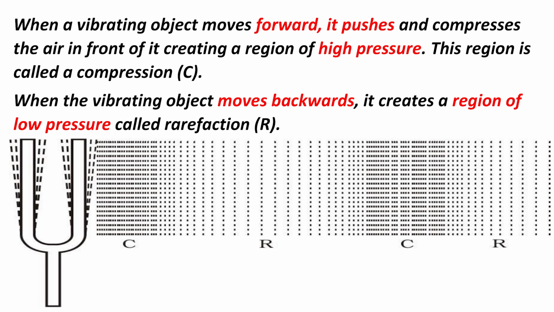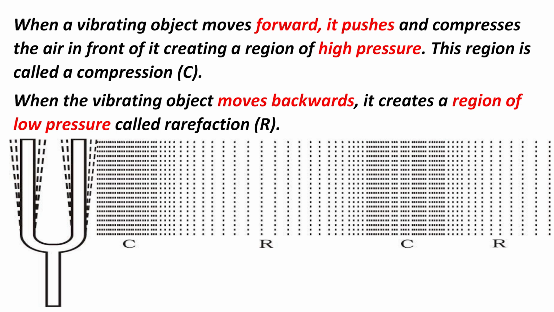In the air, when the vibrating tuning fork pushes the surrounding particles forward, it pushes and compresses the air in front of it, creating a region of high pressure. Whenever the air is pushed forward, a high pressure region is created at that place. This region is called a compression.